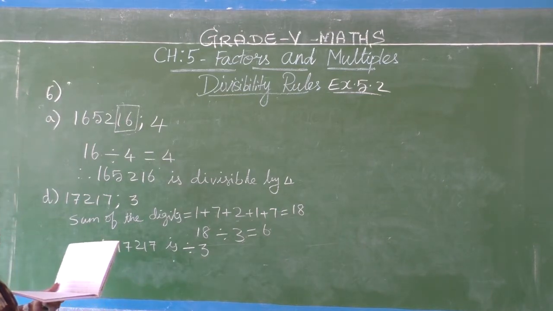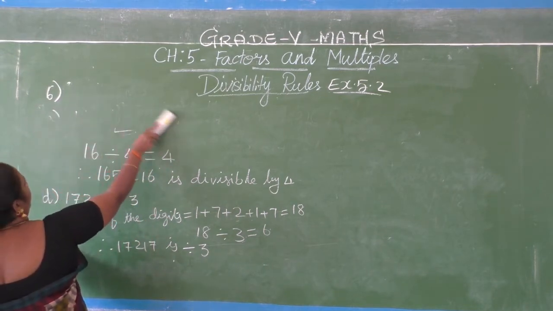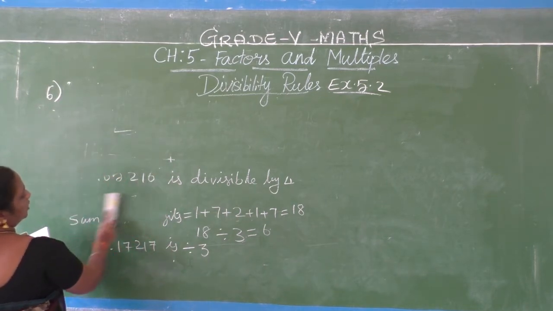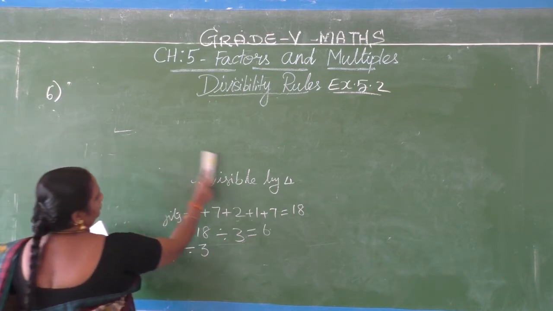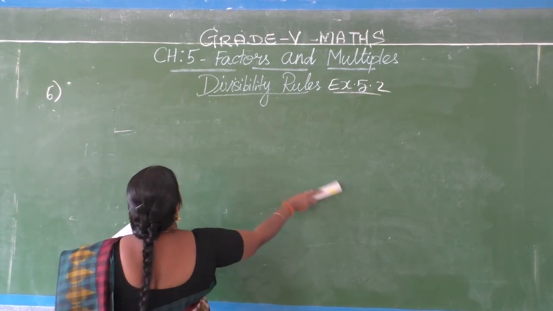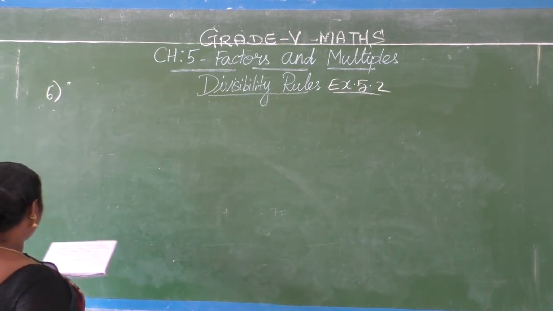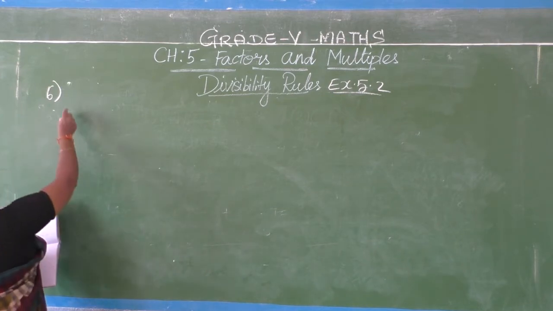Right. Then C1, they gave the number 8, the divisibility rule of 8.